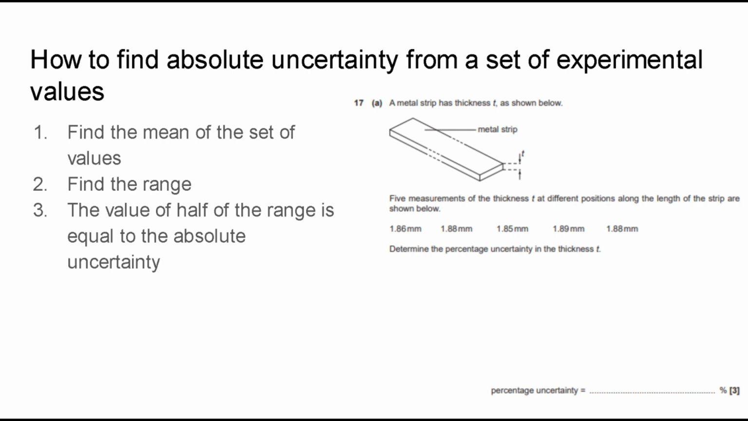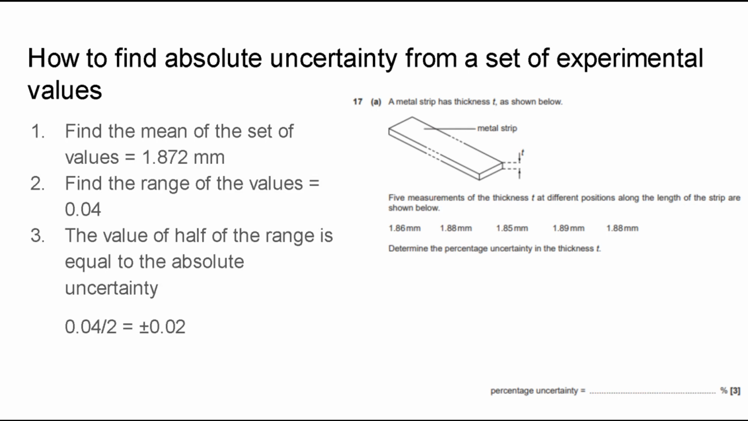In this question, we can quite easily find the mean from the set of values, as we just add them all up together and divide them by 5 to give us a value of 1.872 millimeters. In order to find the range, we simply look at the largest and smallest value, and to find half the range, we divide that by 2, and that will always give you the absolute uncertainty.